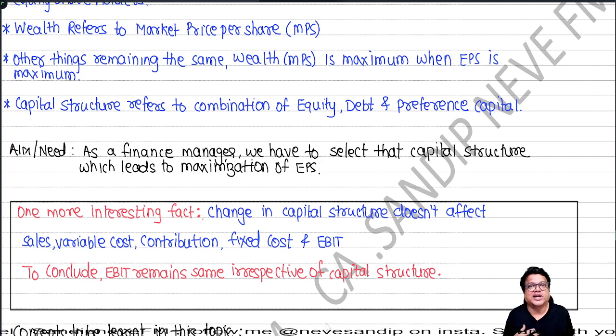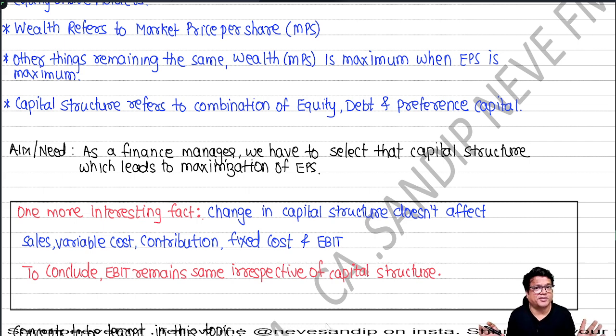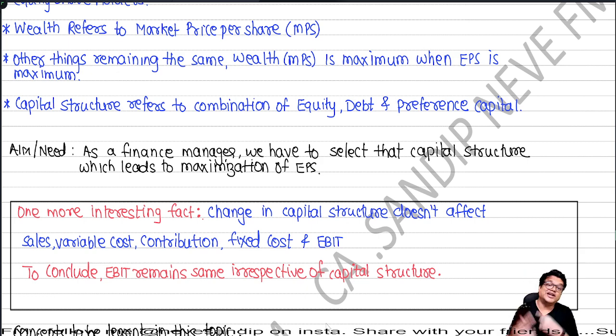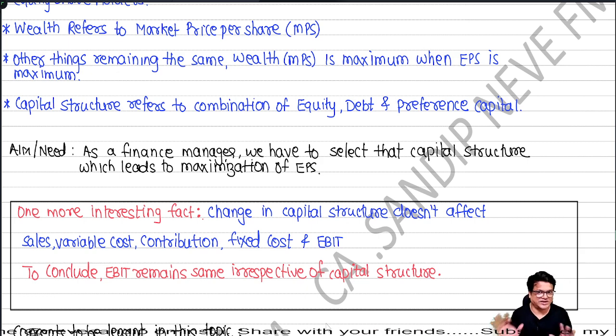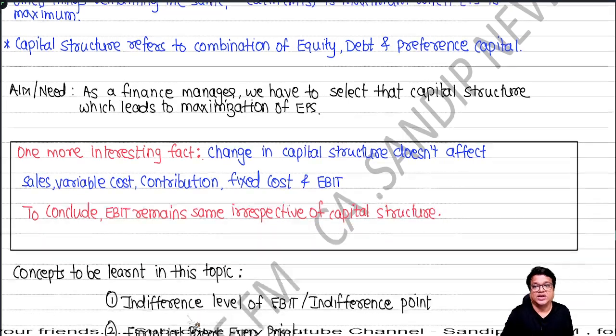See, guys, jokes apart, as a consumer, what do I have to do with the capital structure of the company? Let them arrange the money the way they want. If I like the product and if I think that the MRP is suitable, I will buy the product. So the sales, variable cost, contribution, fixed cost, up to EBIT, guys, nothing changes because of capital structure. Any change will come only after EBIT. Very simple. So to conclude, EBIT remains the same irrespective of capital structure.